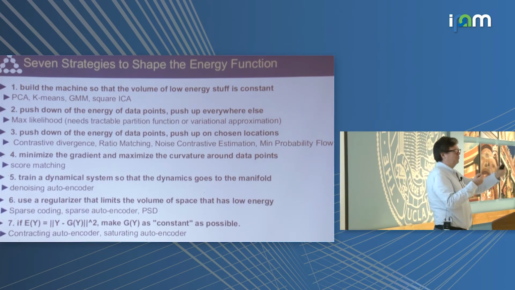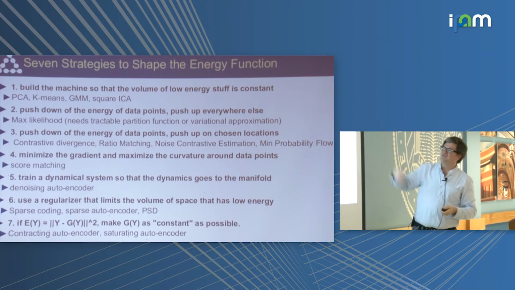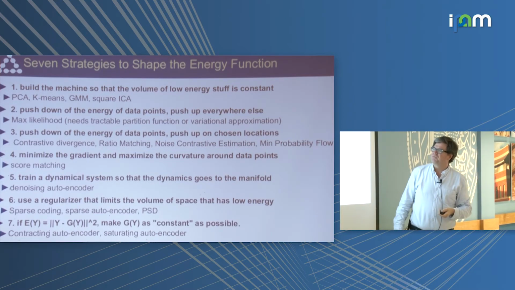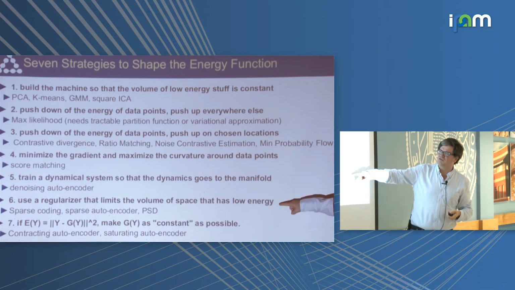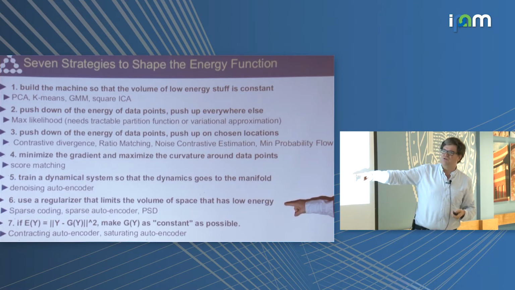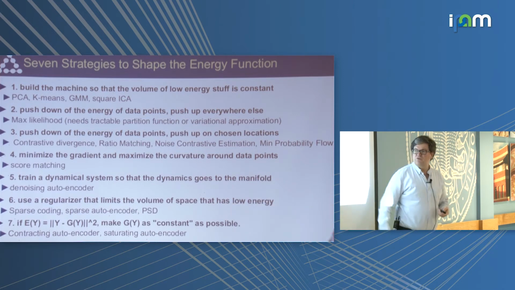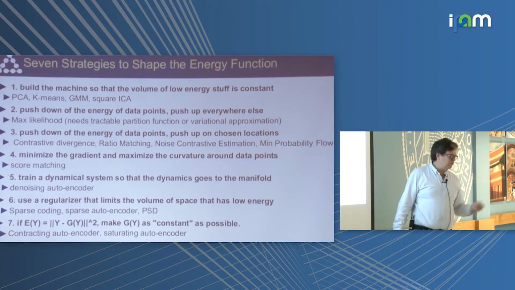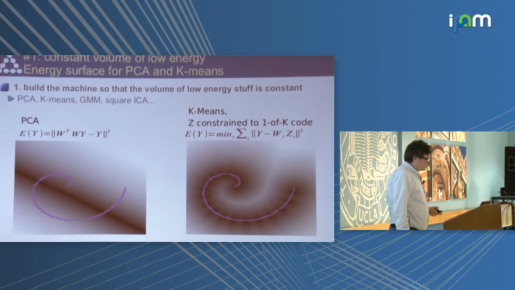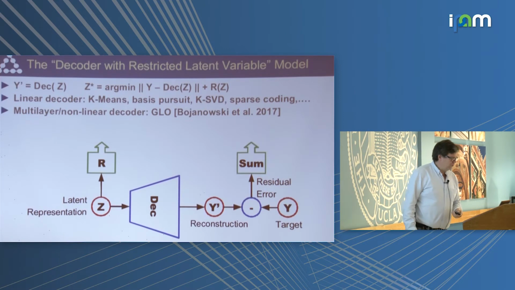And this generator gets better and better as the energy function trains itself. There's a bunch of others that I'm not going to go into, but one that's really interesting is using a regularizer that limits the volume of space that can take low energy. And this is essentially what sparse coding, sparse modeling does, as well as something called sparse autoencoders and predictive sparse decomposition, which I'm going to talk about in a minute. This is about the intractability of the probabilistic approach.